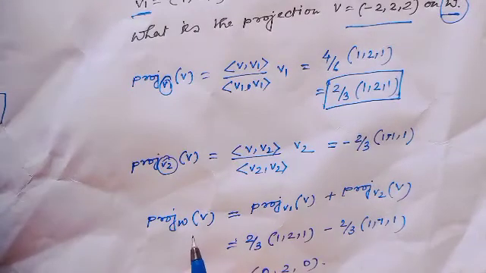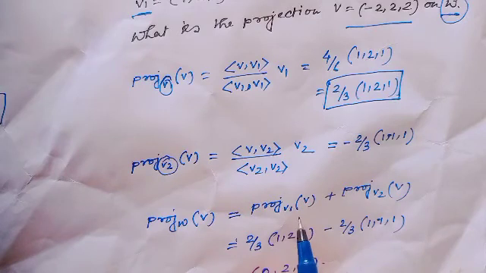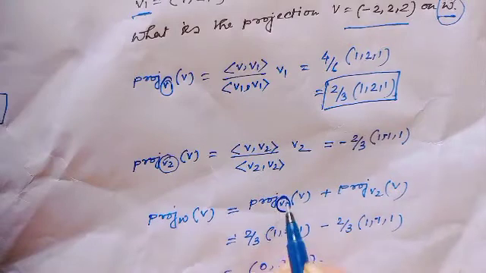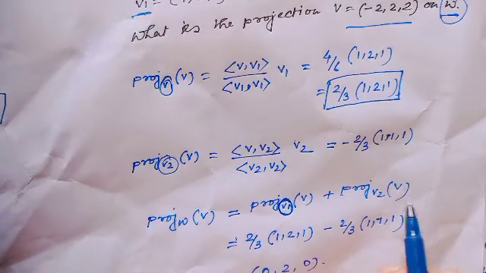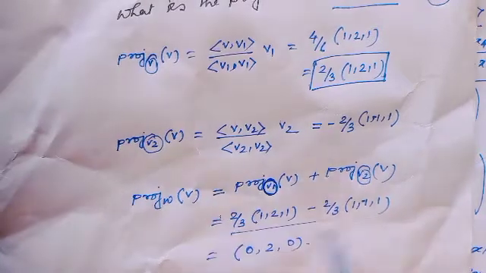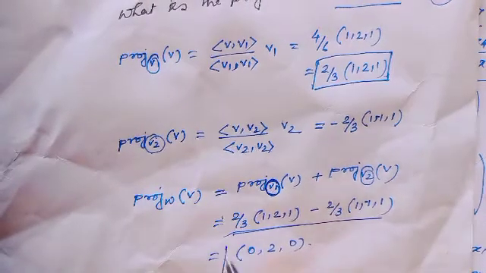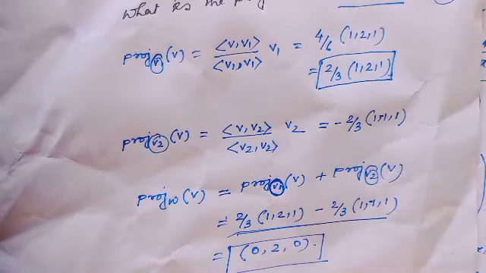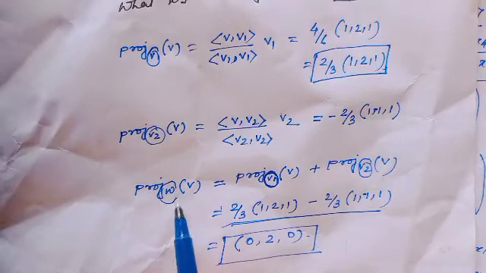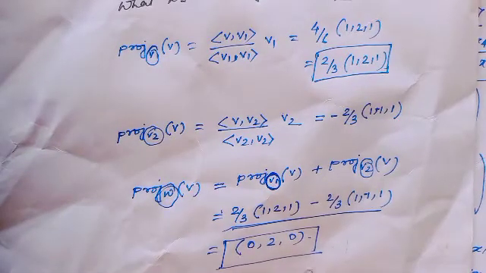Then the projection of V onto W would be the projection of V on the vector V1 plus the projection of V on the vector V2. Now put the values, and after calculating, the result would be (0, 2, 0). Therefore the projection of V onto the subspace W would be (0, 2, 0). Are you getting? I have got one nice idea.